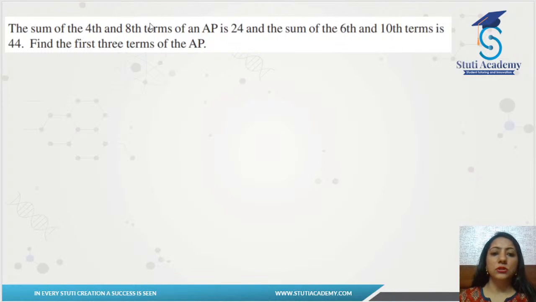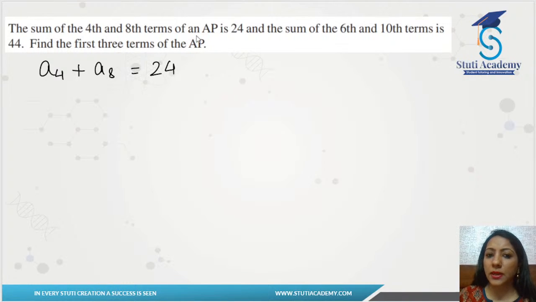So we have the 4th term and we have the 8th term. I'll just write it down here in symbols. We are going to add these two and we will get 24, because the sum of the 4th and the 8th term is given as 24. Now we are going to write this 4th term as a plus 3d and this 8th term as a plus 7d. That's equal to 24.